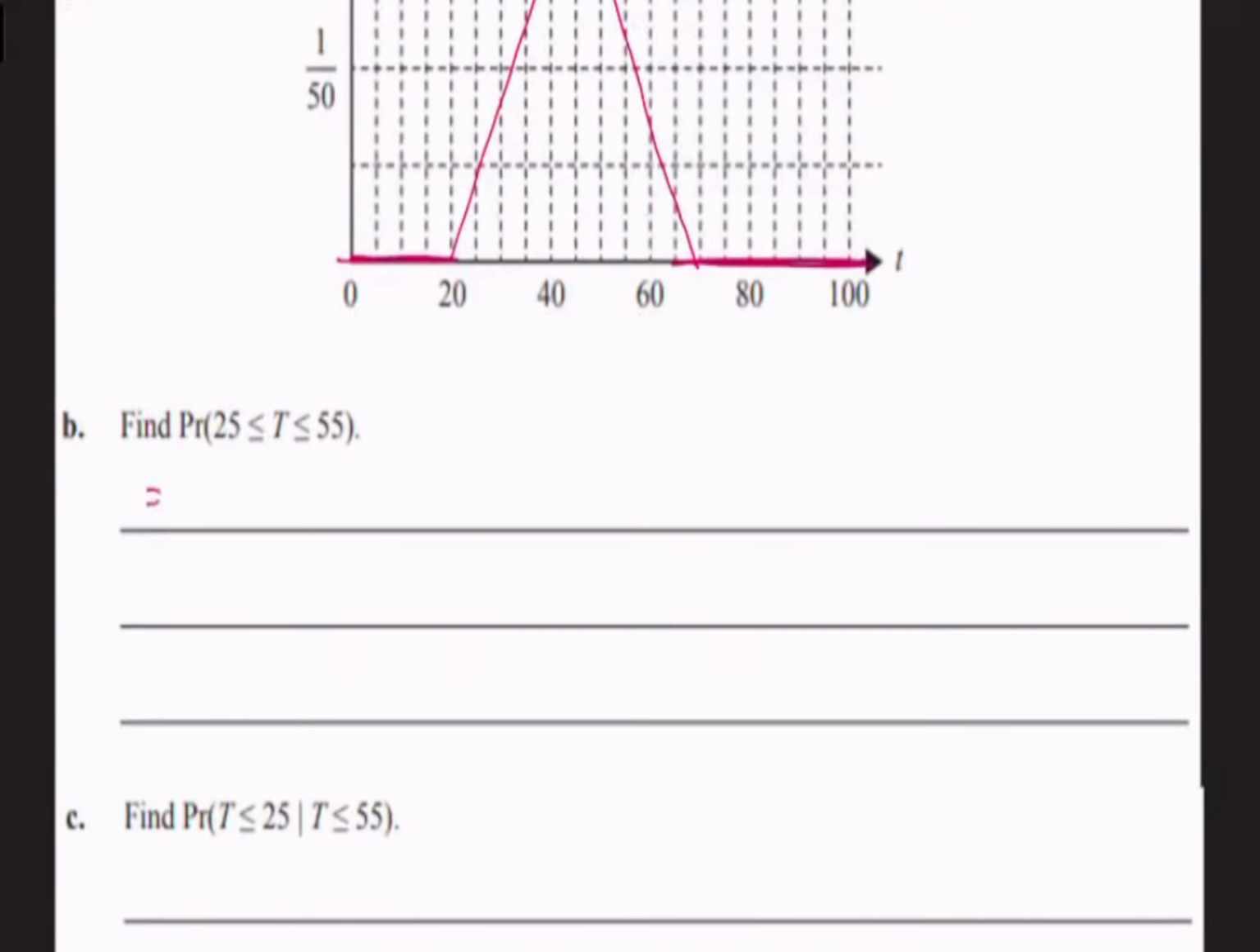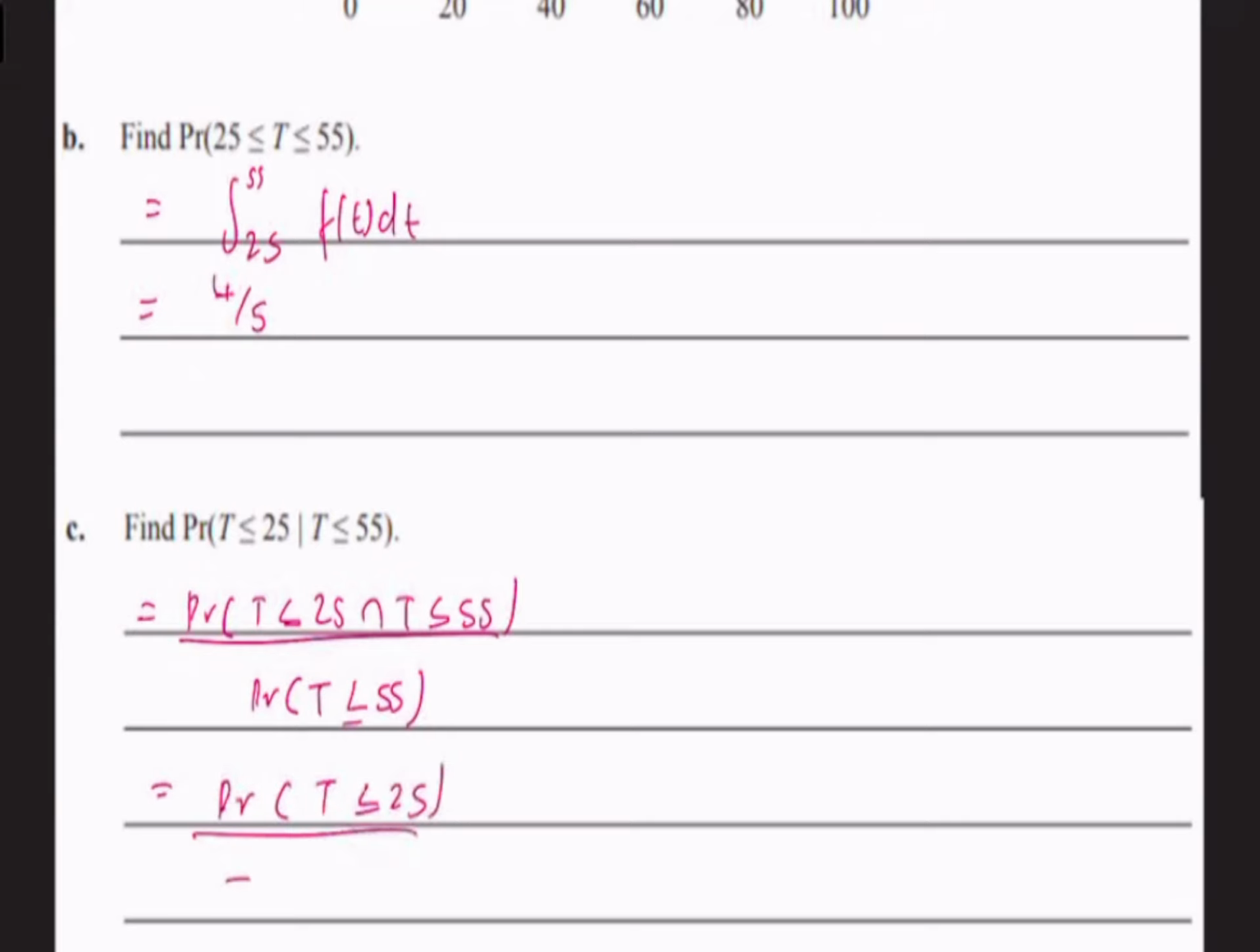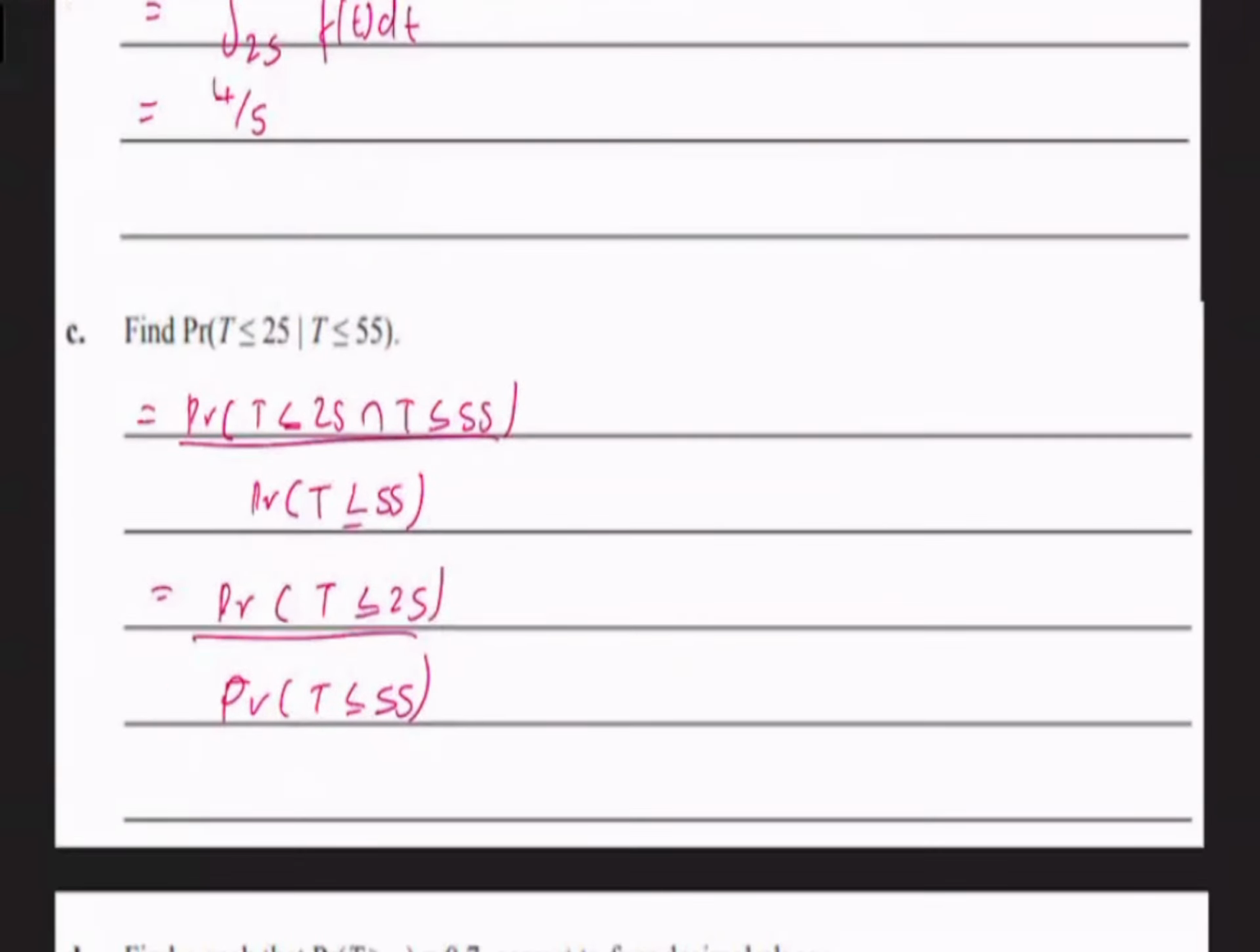So this probability, since it's a probability density function, we just use integration between the 2 limits. So ft dt, and that equals 4 on 5, because it's an exact value anyway. Now we have a given, so just expand it. It's the intersection between these 2 over the given condition. So the intersection would be just that t is less than or equal to 25, and over that, t is less than or equal to 55. And again, just use integration to find those 2 values and divide them, and you get 1 on 41.